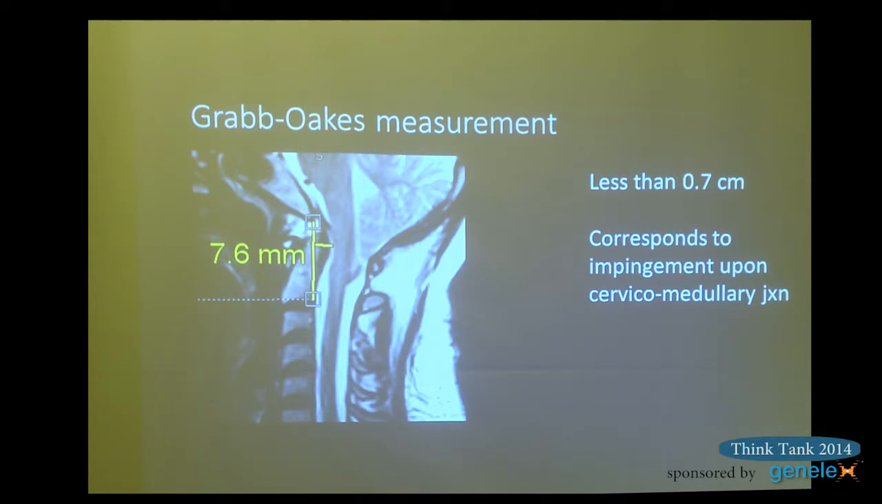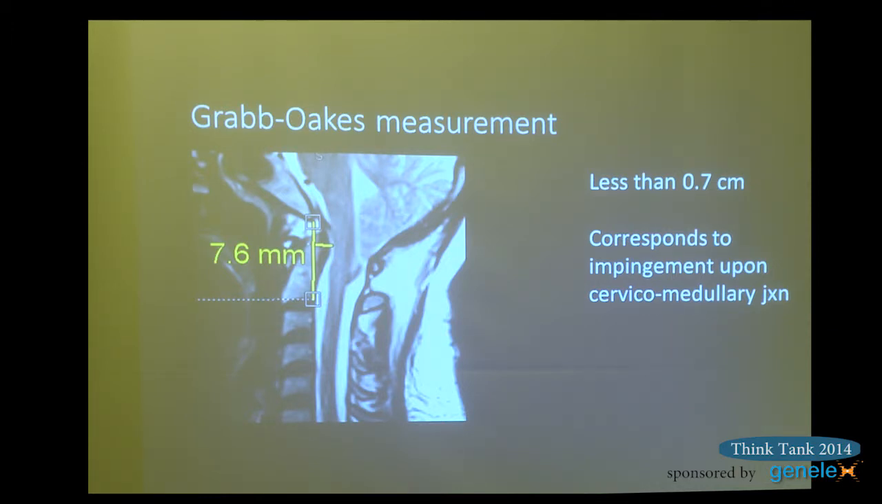Grabb-Oakes measurement is from the bottom of the skull base, we call it the basion, that's the front part of a ring where the neural tissue comes through, to the bottom of C2, and we draw perpendicular to the end of the soft tissue. It's a rough estimator of how much the brainstem is being squashed, or potential for having impingement by bone, or by bone and soft tissue.